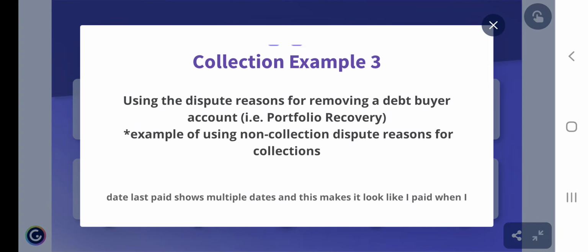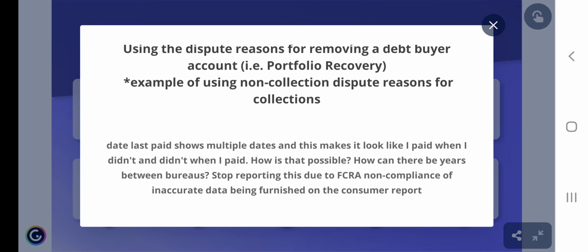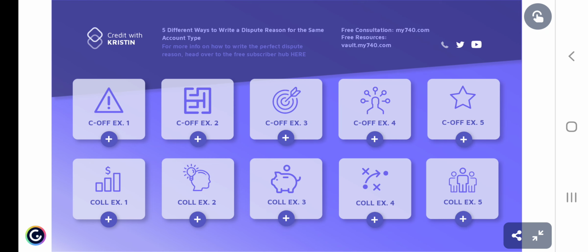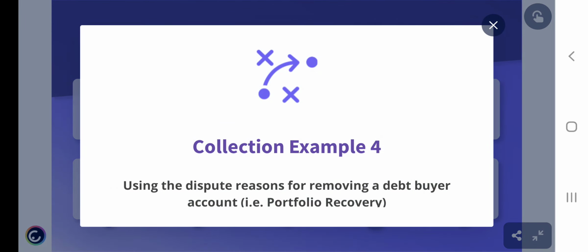The other one would be used for utility, medical, so on and so forth. All right. So date last paid shows multiple dates, and this makes it look like I paid when I didn't and didn't when I paid. Doesn't that sound familiar? That's because this is an example of using non-collection dispute reasons for collections. So it doesn't have to be specifically for a collection. It just needs to be something that's going to target the account and get the account removed.